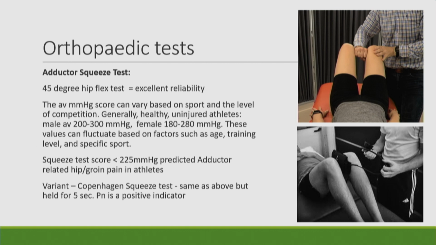It's done with the patient in a supine position with their hips flexed at about 45 degrees, knees at about 90 degrees, and basically a fist is between the knees. We ask the client to squeeze into that fist. So it's a bilateral test. If it elicits pain, especially the familiar pain that the client has been experiencing with exercise, it's considered a positive test.